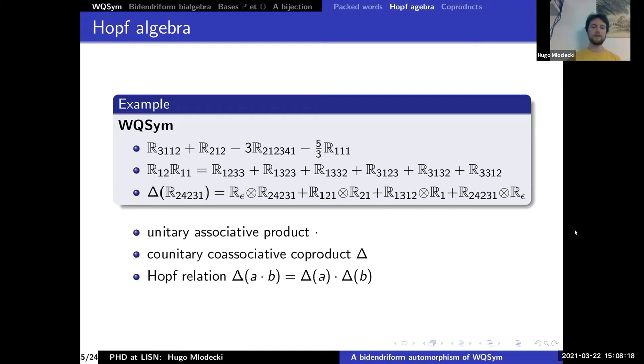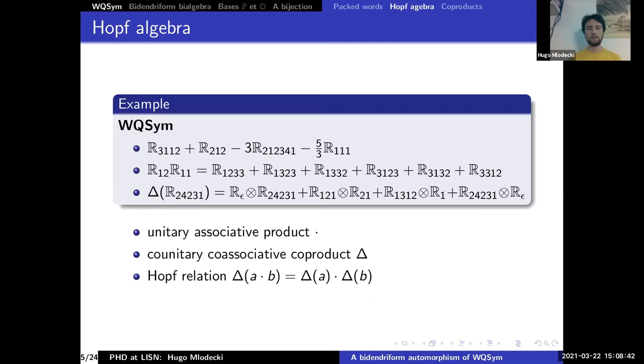This product is associative, this coproduct is coassociative, and to make it a Hopf algebra, we need a compatibility relation: if you have two elements, you multiply them and then co-multiply, you get the same thing as if you co-multiply the first element, co-multiply the second element, and then multiply everything.